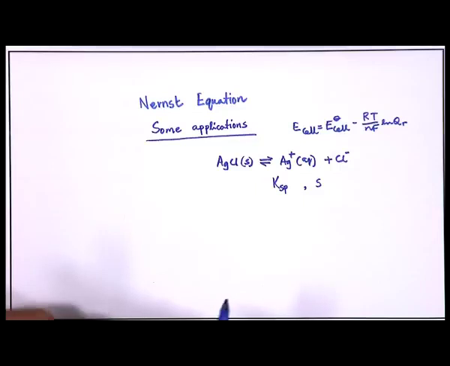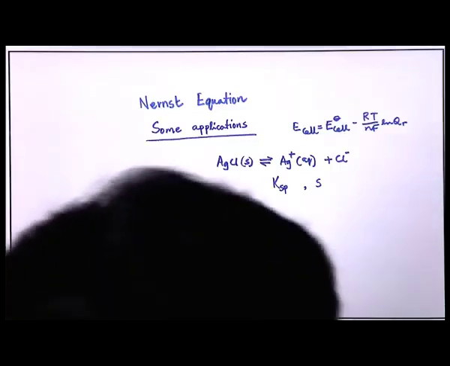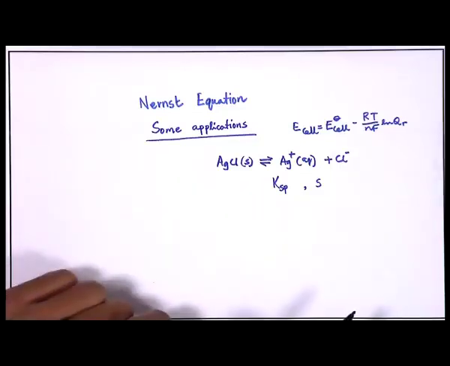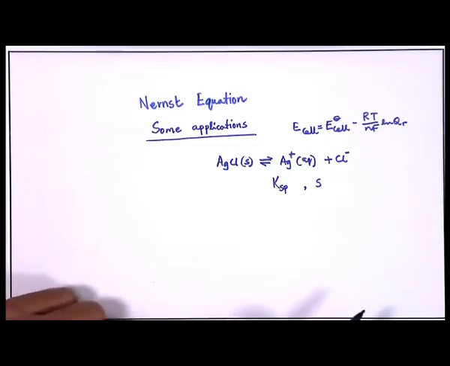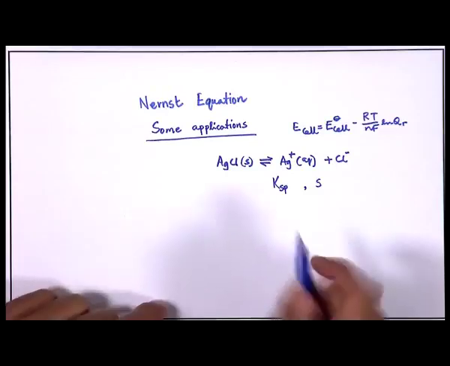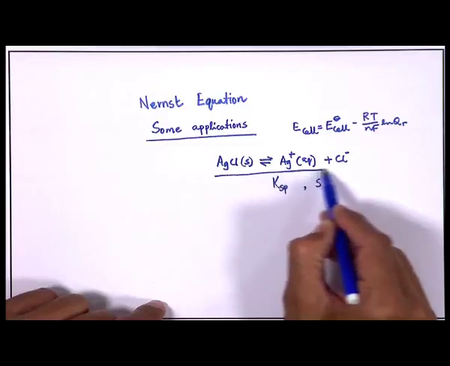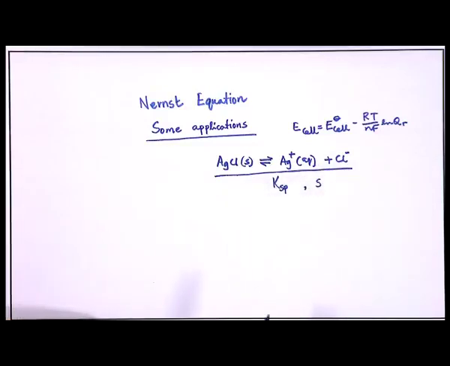First of all, as I mentioned in the earlier class, we have to have the appropriate cell constructed, which has the net reaction like this. Then it is possible to find out the equilibrium constant of this process from cell potential measurements. Okay. So, let us have a look at two reactions.